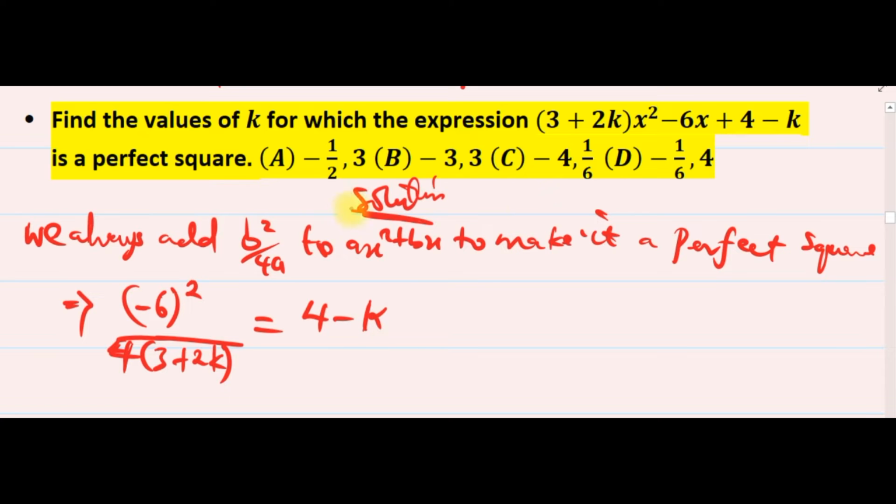You get what I'm saying? Do you understand what I say? I say that we always add b squared over 4a to this to make it a perfect square. But what we have here has another constant. Here a is this, b is minus 6, but this is what will be added to this to make it a perfect square. So which is this? So we now solve.